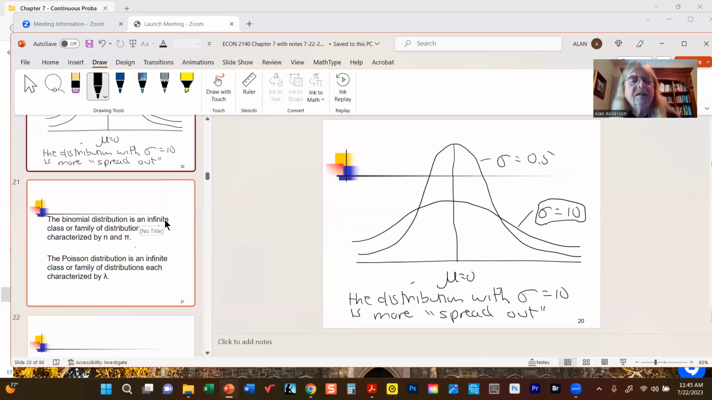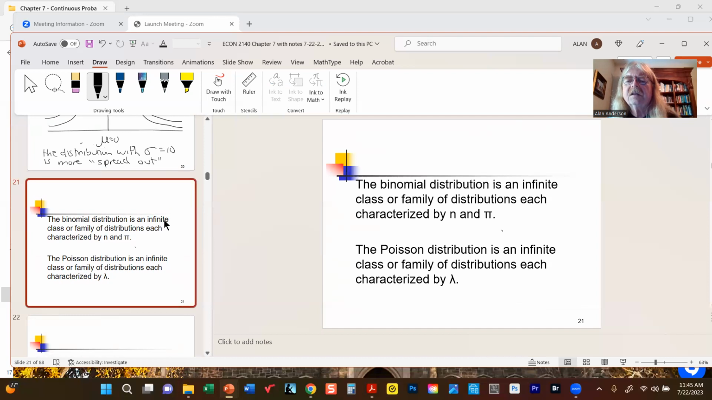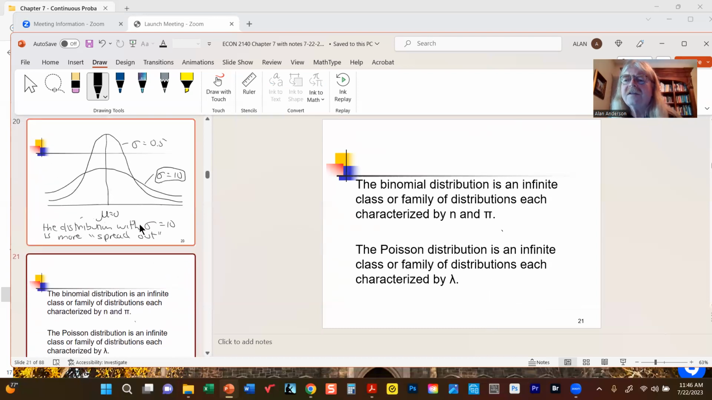And just a quick reminder that when we were looking at the binomial distribution, the two values that determine the shape of the histogram were the number of trials and pi. And when we were looking at the histograms for the Poisson distribution, what made the shapes different was the different values of lambda. So in other words, in all three cases, the distribution is actually an infinite class or family of distributions, each with its own unique values.